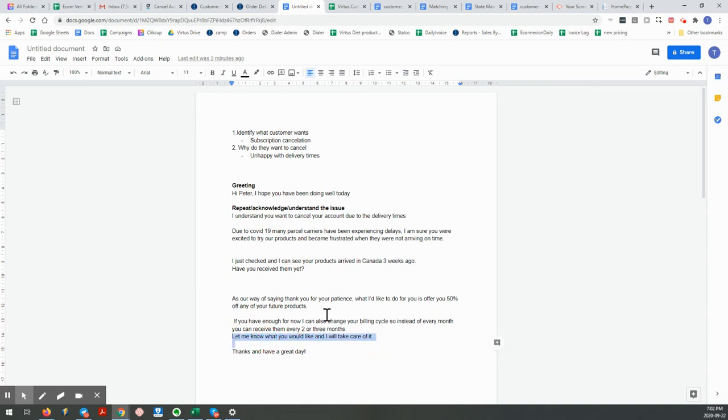So what I've done is I've provided 2 options here, and both options lead to saving the sale and making a commission. First option is, hey, continue at a 50% discount, and second is change it to every 2 or 3 months and still get that 50% discount. Both of these are going to result in a commission for you, and both of these keep them on subscription. And then, yeah, wrap it up really nicely. Let me know what you want, and I'll take care of it. So when I say let me know what you want, I'm asking him, do you want this or this? He chooses one of the 2 options. Boom, we've just made a sale. And I like to say, I'll take care of it. It's a very nice way of saying, hey, I'm going to work for you.